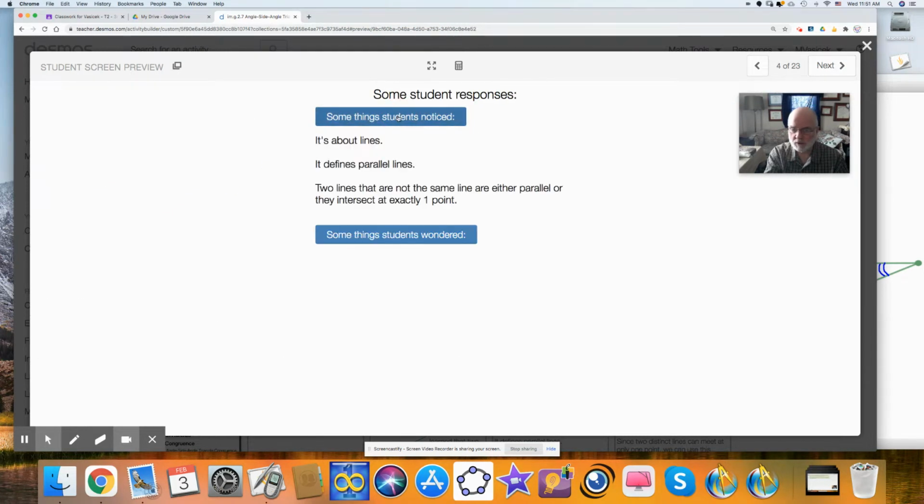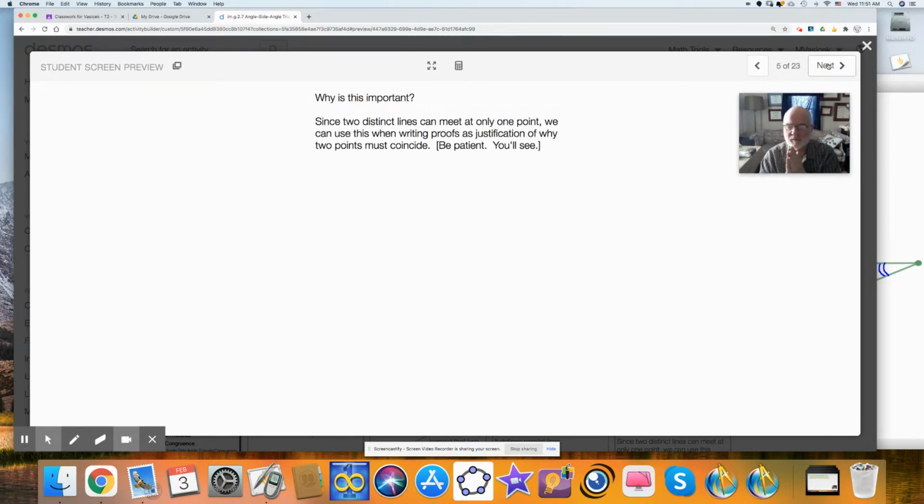Some things students noticed were that it's all about lines, it defines parallel lines. Two lines that are not the same line are either parallel or they intersect at one point. Why is this important? Why couldn't lines have more than one point in common? What does unique line mean? Well, this is important because since two distinct lines can meet only at one point, we can use this in writing proofs as justification of why two points would coincide. And you'll see this later today when we go through a proof.